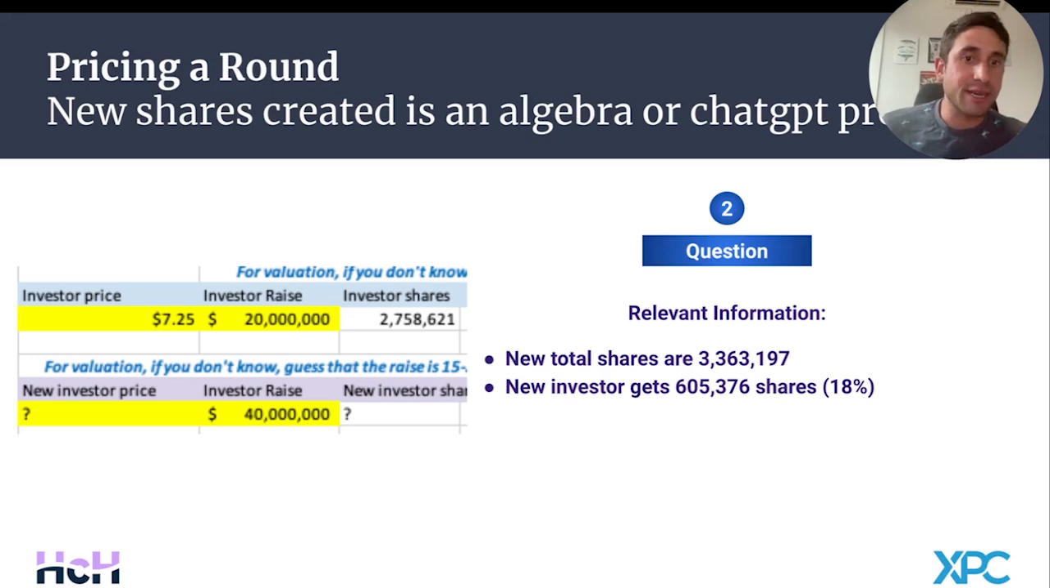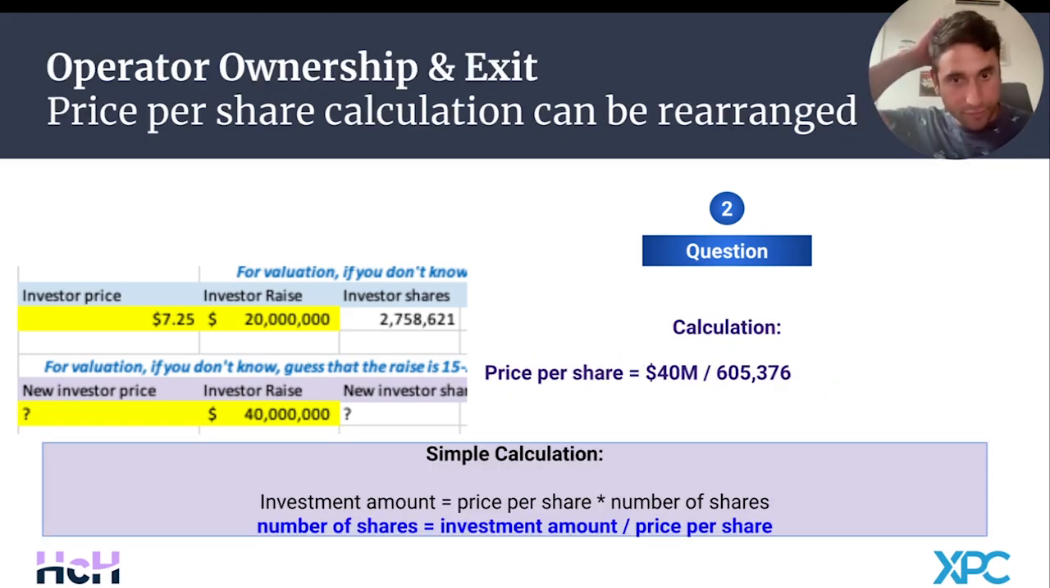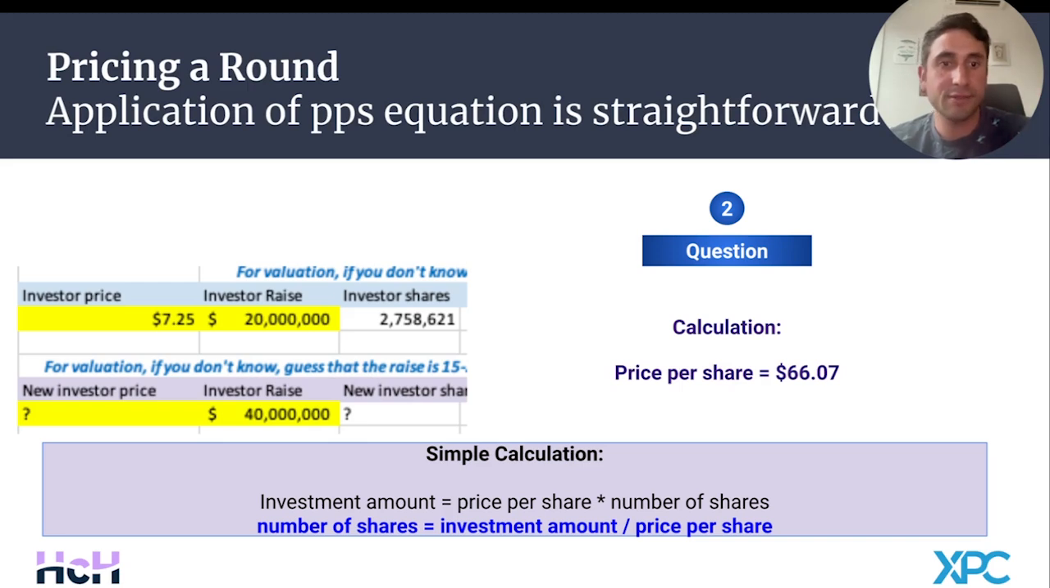And the new investor gets 18% of that, which is the 605,376 number. So now we apply the price per share calculation, right? Here we have the investment amount, and we have the number of shares. Therefore, we rearrange this. Price per share is equal to 40 million divided by the number of shares, and then we get this $66.07 number.